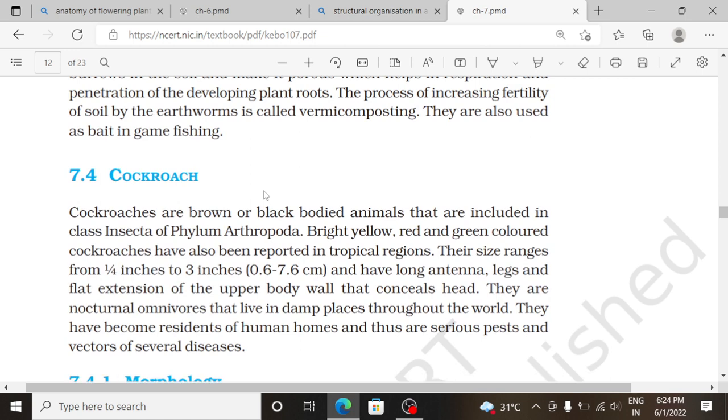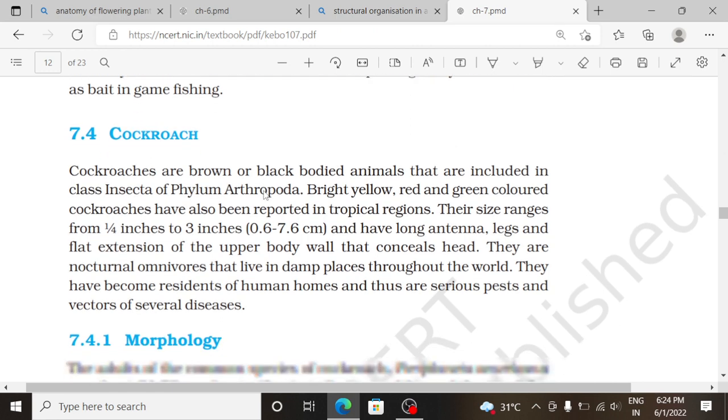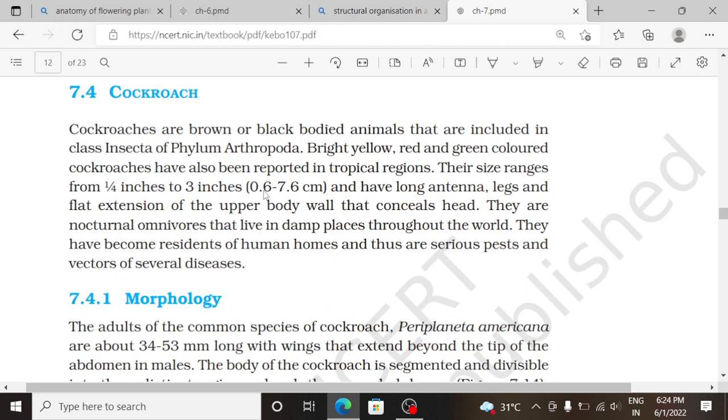Then is cockroach. Cockroaches are brown or black-bodied animals that are included in class Insecta of phylum Arthropoda. Bright yellow, red and green colored cockroaches have also been reported in tropical regions. Their size ranges from 1/4 inch to 3 inches, that is 0.6 to 7.6 centimeters, and they have long antennae, legs and a flat extension of the upper body wall that conceals the head. They are nocturnal omnivores that live in damp places throughout the world. They have become residents of human homes and thus are serious pests and vectors of several diseases.